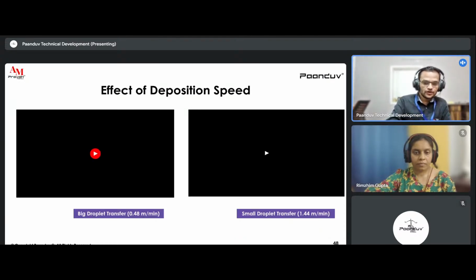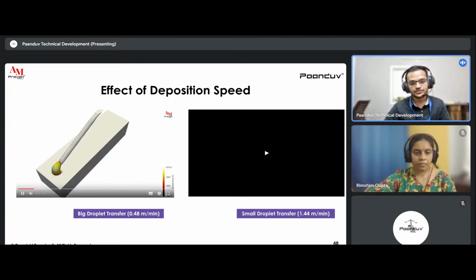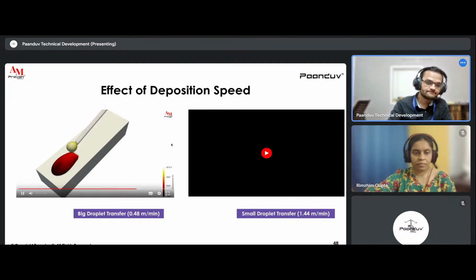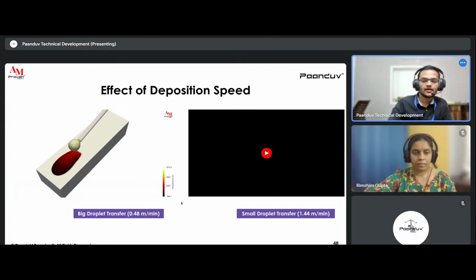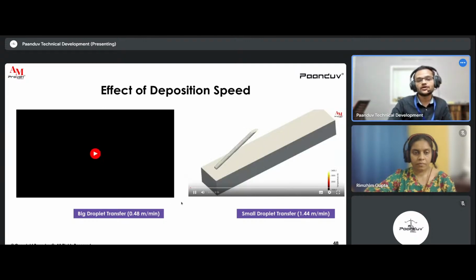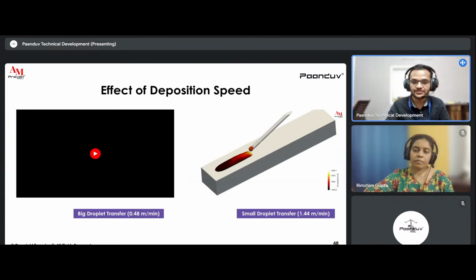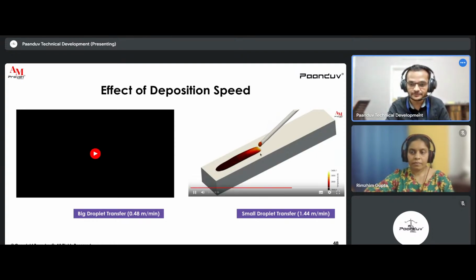So in case of 0.48 meters per minute of deposition speed, big droplet transfer is observed, as you can see in the video on the left hand side. While in the case of a deposition speed of 1.44 meters per minute, small droplet transfer is observed, as you can see in the video on the right hand side.